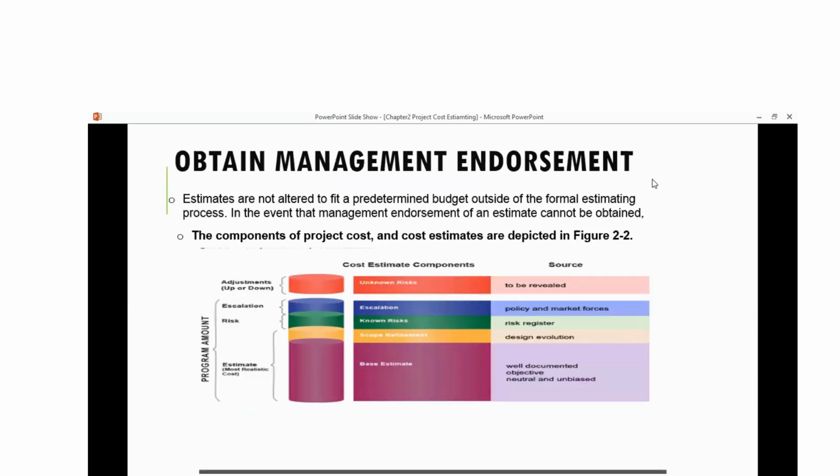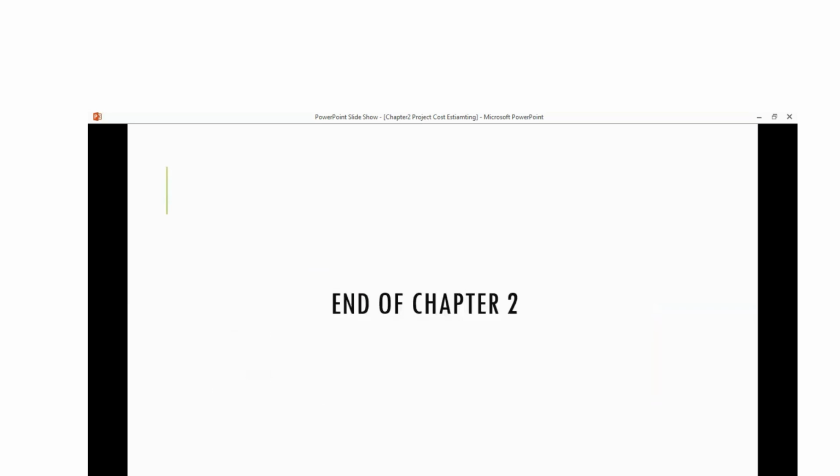Remember that your estimates will include as well all the unknown risks, right? To be revised, the escalations, the policy and the management, the known risks as well that will be added, as well the scope definition, as well the basis of estimates will be including your work documentation, your objectives, and the neutral and the cost-based estimates.